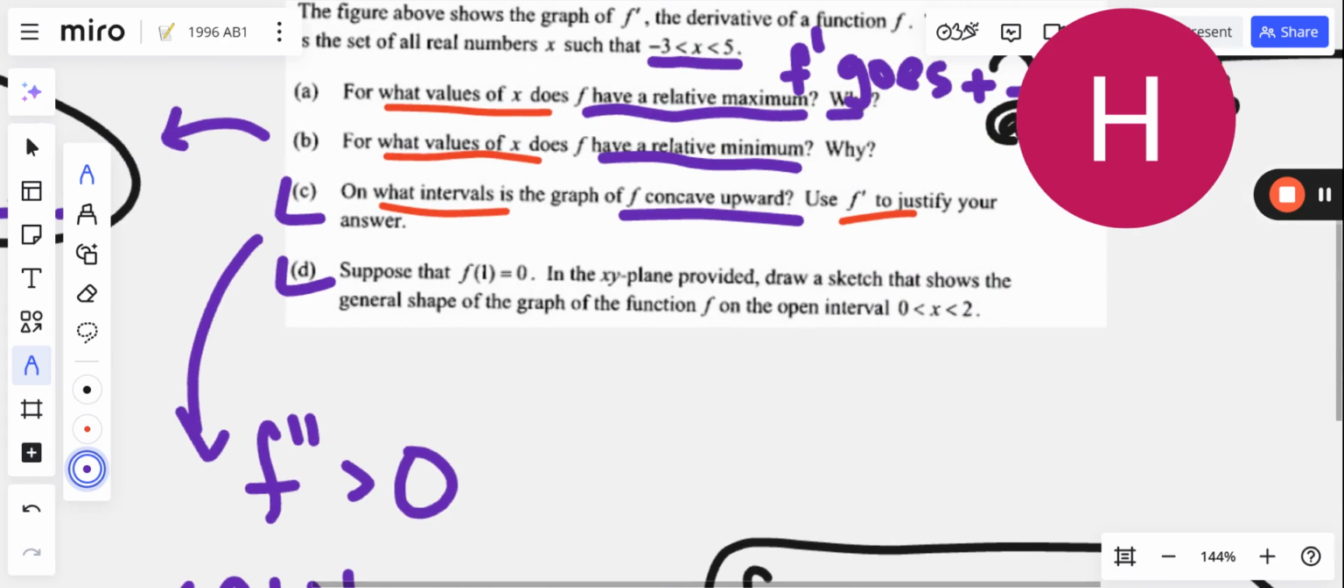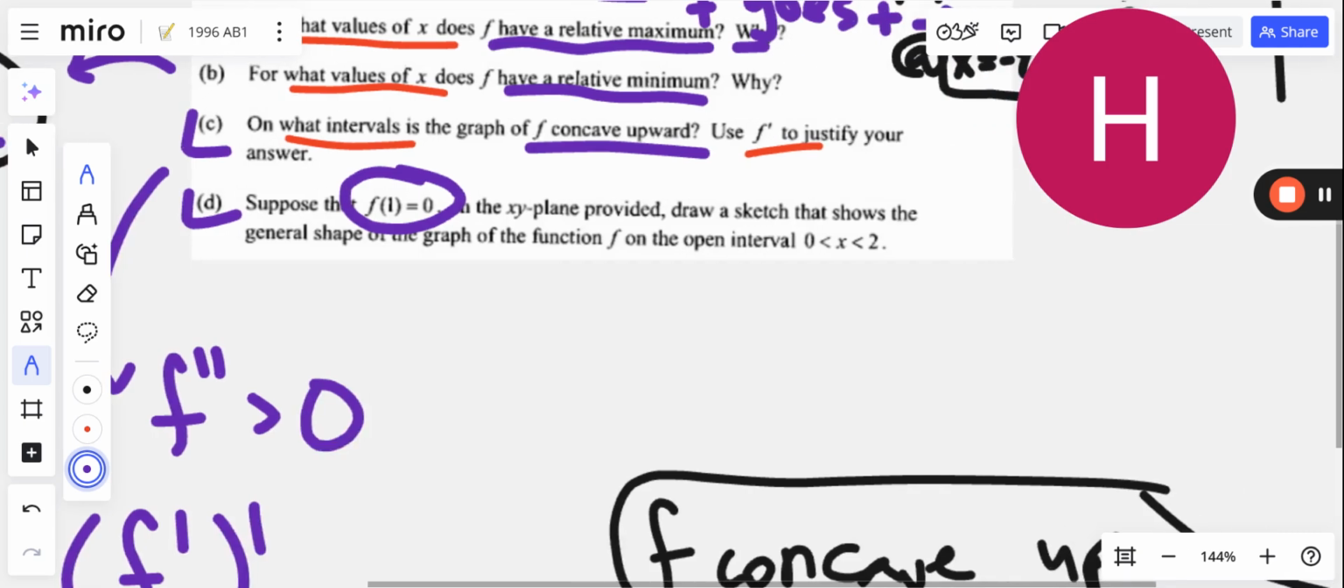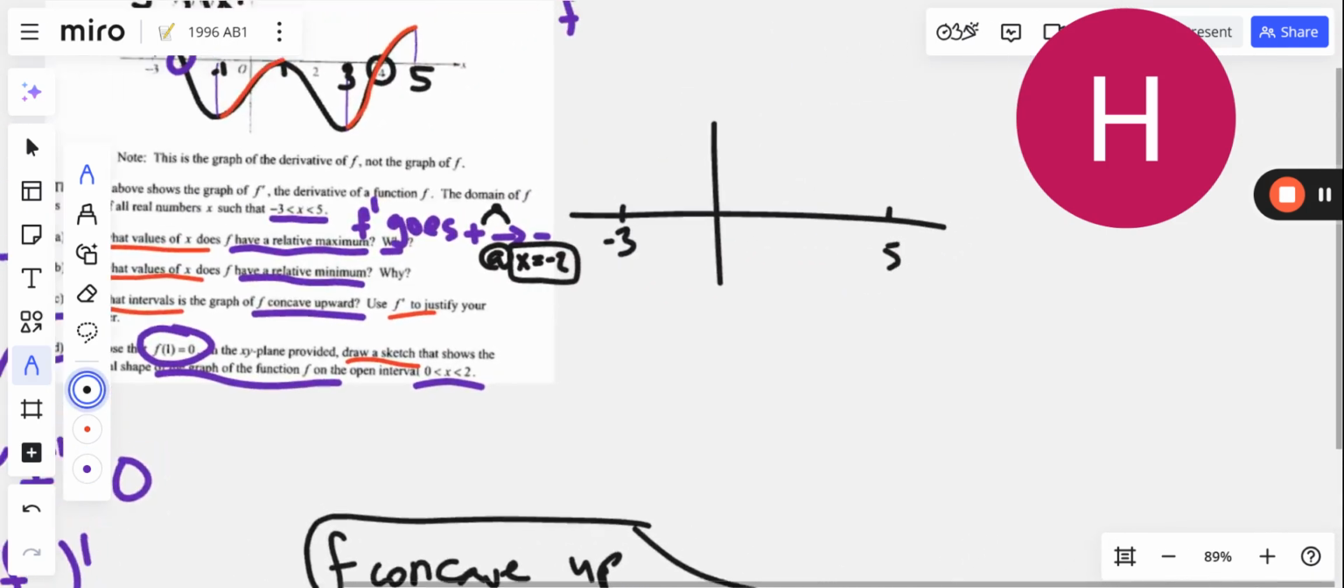F of 1 is equal to 0. In the xy plane provided, they would have provided like a little grid. And they just want us to draw a sketch that shows the general shape of the function on the interval from 0 to 2. So we really don't need that much graph at all.